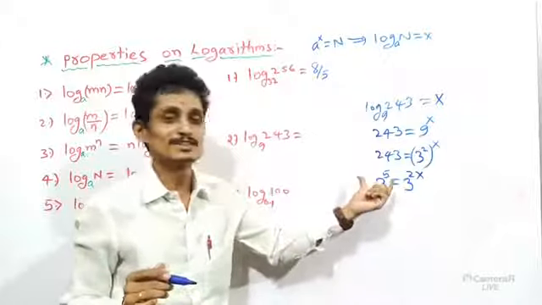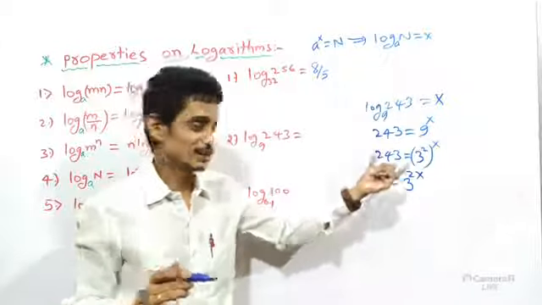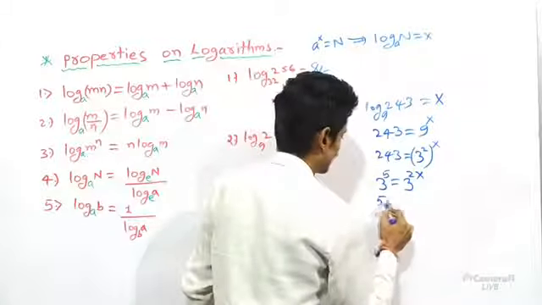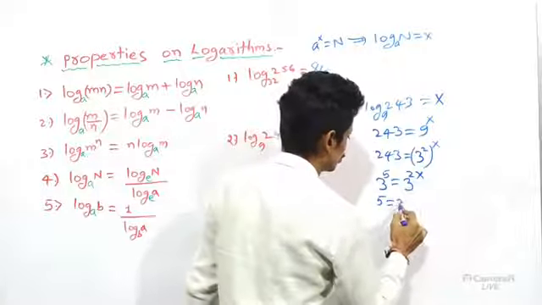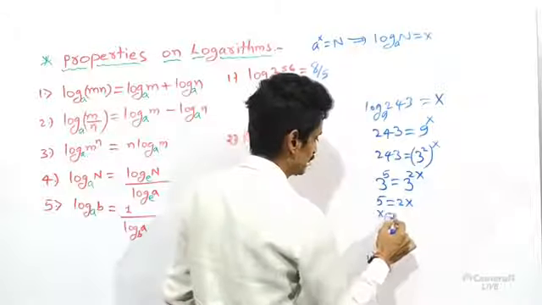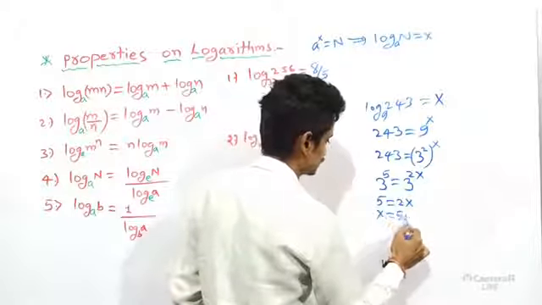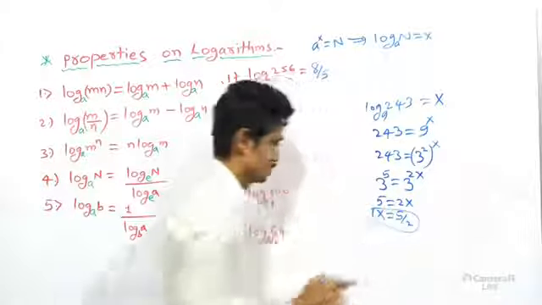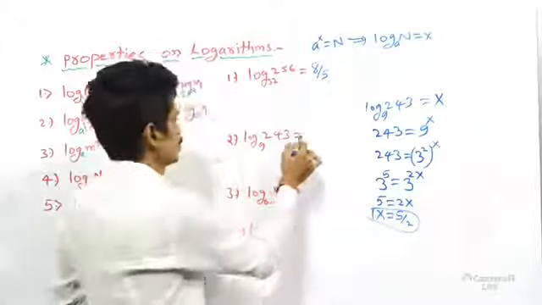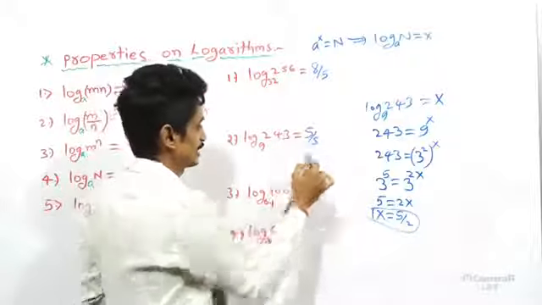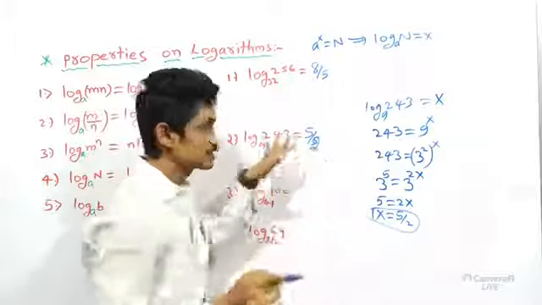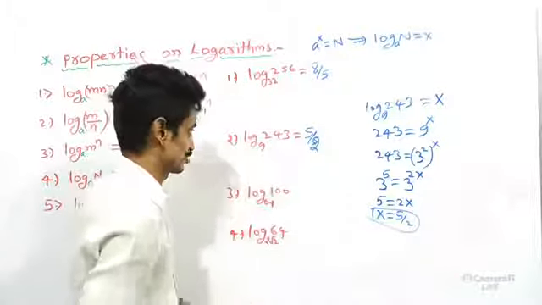Let us consider the powers will be equal. It means 5 is equal to 2x. Hence, what is the value of x? 5 divided by 2. For understanding purposes, let me verify whether my answer of 5 by 2 is correct or not. Let us see.